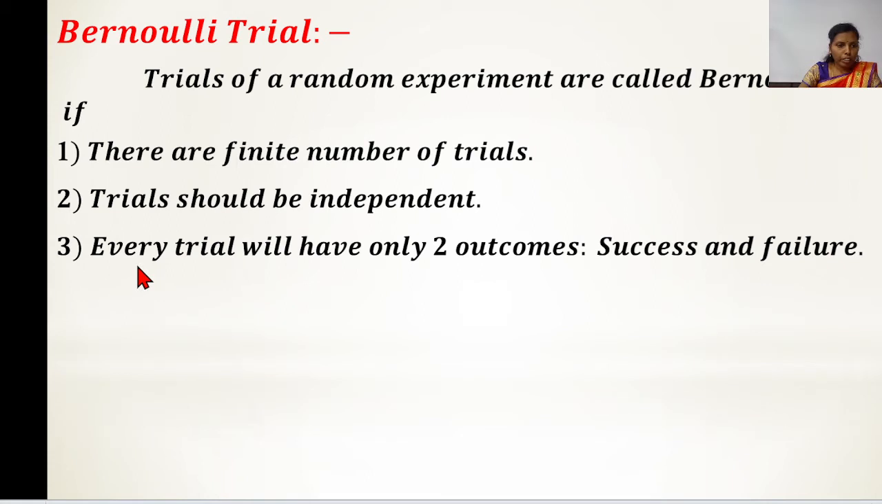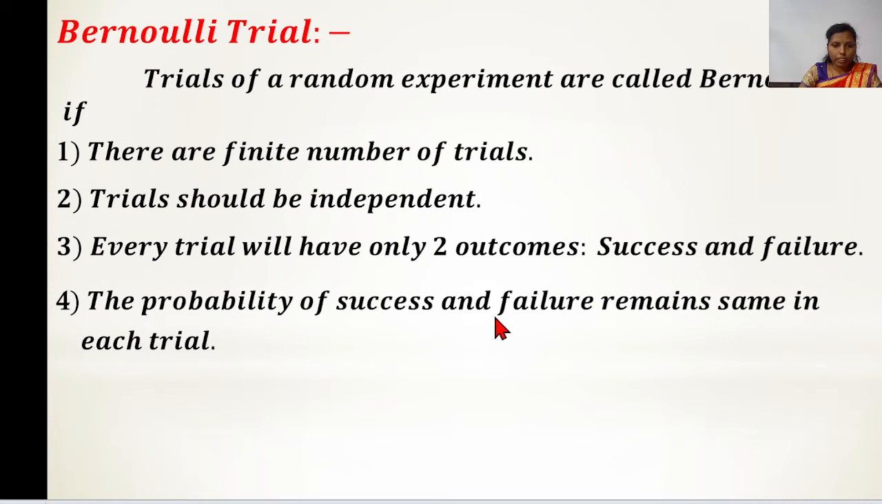Next, the third point is every trial will have only 2 outcomes, that is success and failure. Here if a coin is tossed 2 times, then the possible outcomes are head head, next head tail, that is, the first one is success, the second is failure. Means that head is a success, tail is a failure. We can also say tail is success and head is a failure. Then the next point is that the probability of success and failure remains the same in each trial.